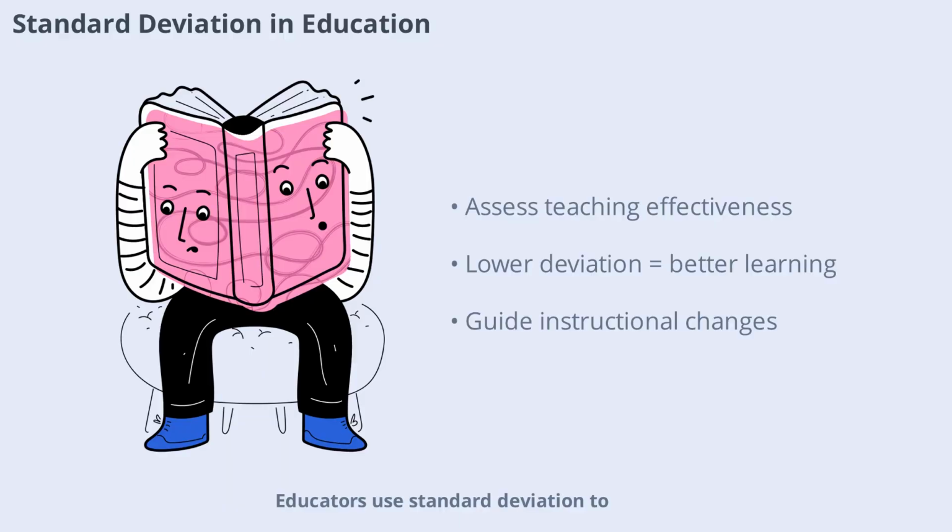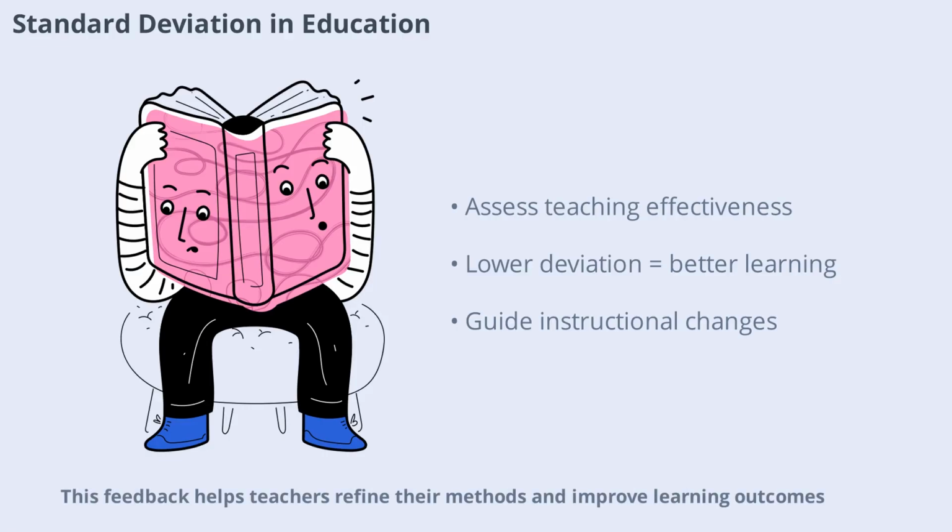Educators use standard deviation to assess the effectiveness of teaching methods. If a new approach leads to lower standard deviation in test scores, it suggests that students are learning more consistently. This feedback helps teachers refine their methods and improve learning outcomes.